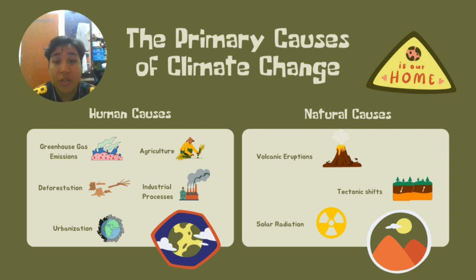Next is industrial processes. Industrial activities including cement production and chemical manufacturing release greenhouse gases and other pollutants into the atmosphere. The last one is urbanization. Urban areas have a higher concentration of buildings, roads, and other infrastructure that absorb and retain heat, creating urban heat islands. These can affect local climate patterns.